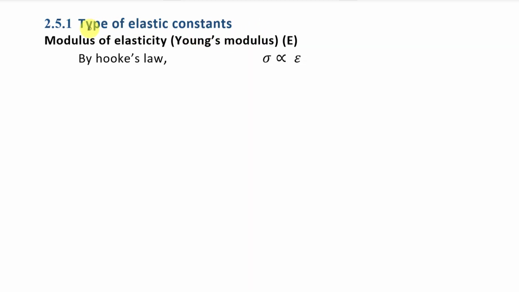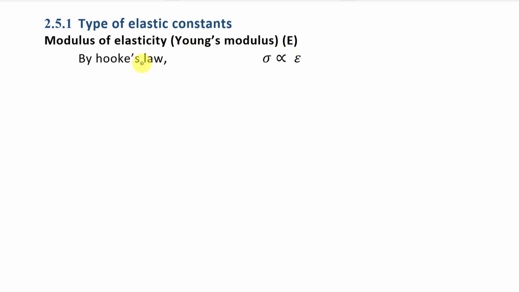Now we are going to discuss types of elastic constants. Here we are going to discuss 4 elastic constants: E, G, mu and K. First is modulus of elasticity, or we can say Young's modulus, that is denoted by E.